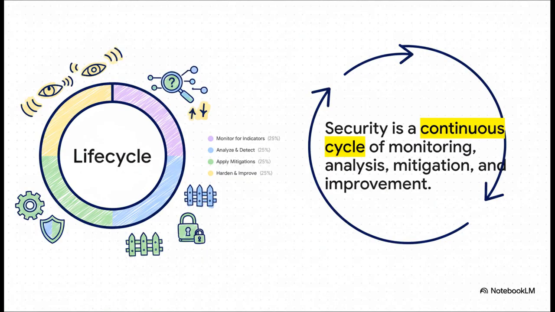And this right here is the essential cybersecurity life cycle. It's a loop. You constantly monitor for indicators. When you see something, you analyze and detect potential threats. Then you apply mitigations to shut them down. And based on what you just learned, you harden and improve your defenses. And then the cycle begins all over again. It truly never, ever stops.